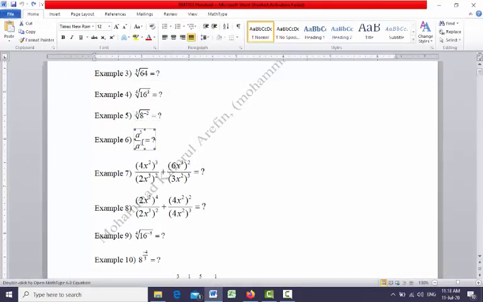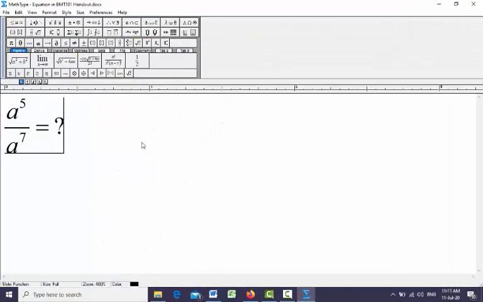Now let us solve a to the power 5 divided by a to the power 7.